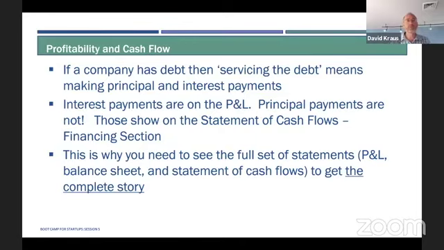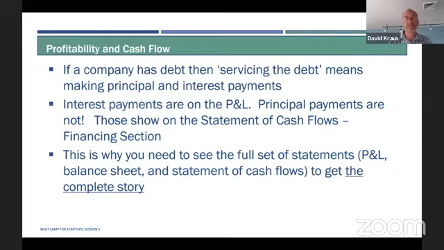All right, now here's another way that the cash projection or the statement of cash flows is going to be really important, and your lender is going to want to see that. If a company has debt, the term servicing that debt means you're making principal and interest payments on the debt. So you're current with your debt payments, you're servicing the debt, but each month you're making cash payments. Now, you get into the weeds a little bit with me here. The interest payments on that debt are on the profit and loss.